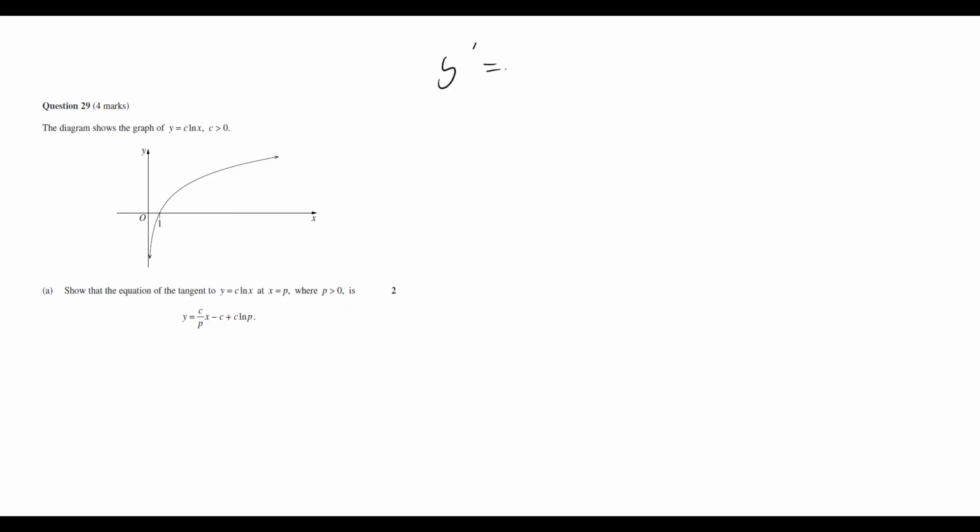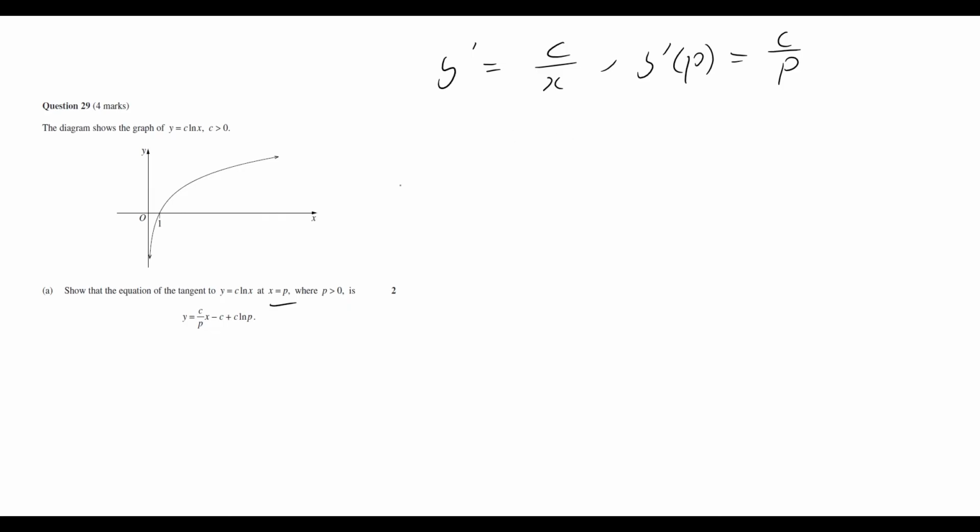So y prime. If y equals c times ln of x, then we know that y prime is simply going to be c over x. Okay, so nothing too crazy there. And we know that if this is going to be at the point where x equals p, we can say that y prime of p is simply going to be equal to c over p. And there we are. So that's, again, nothing too crazy there.